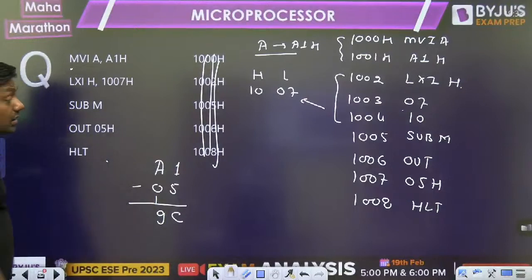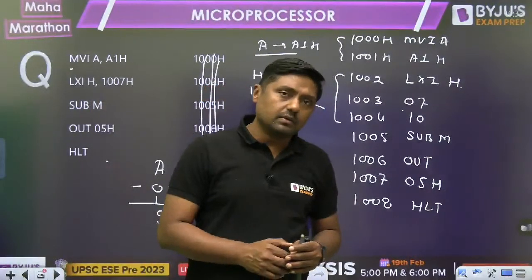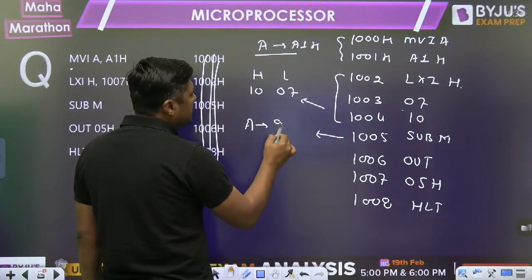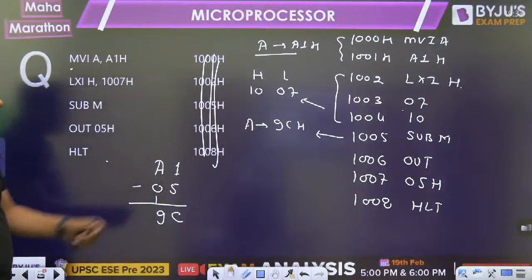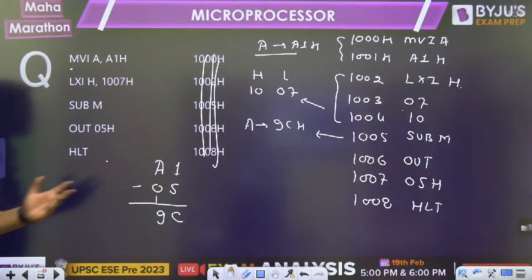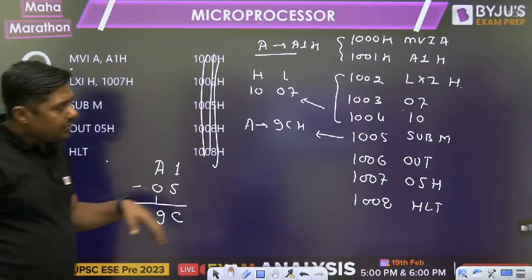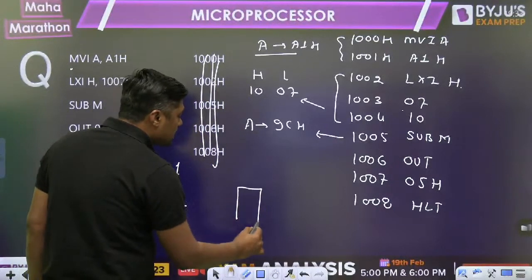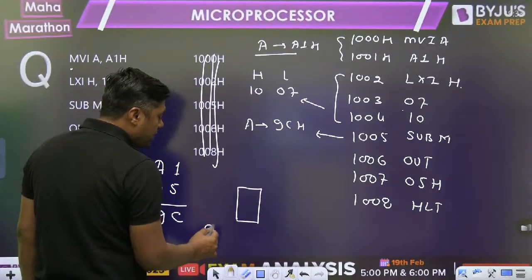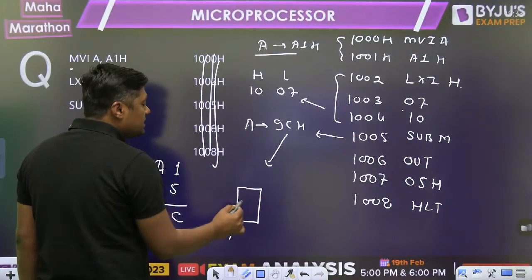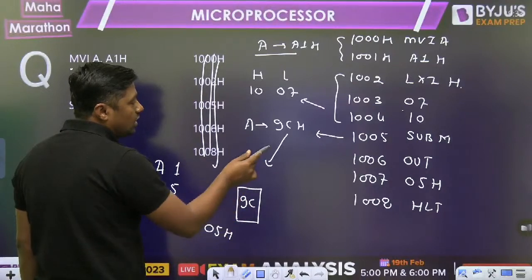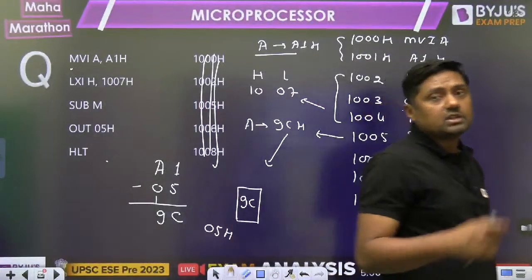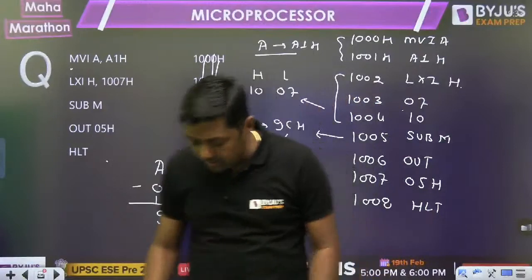I checked my calculation. This result will be stored in the accumulator. So after this instruction, the content of the accumulator will become 9CH. You can check my calculation; I am doing hexadecimal subtraction here. When I write OUT 05H, it means there is a device whose location is 05H. The content of the accumulator, 9C, is displayed or stored here. The data of the accumulator is transferred, or copied, to the output port. After this instruction, the content of the accumulator will remain the same, 9CH.